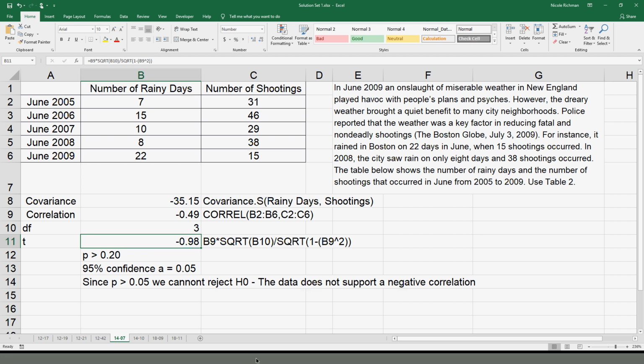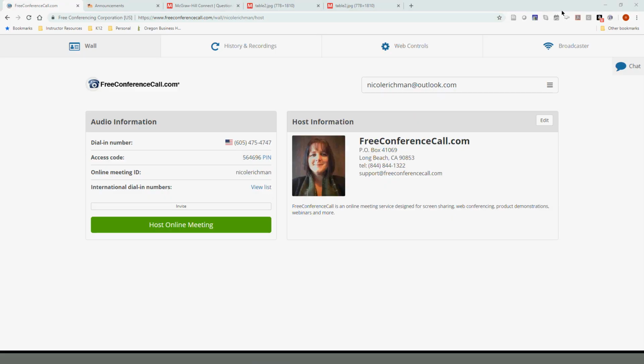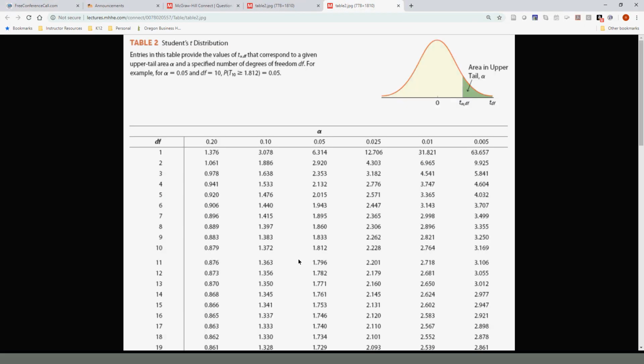We have a test statistic of negative 0.98 and degrees of freedom of 3. So we're going to flip over to this table, and this is provided in your textbooks as well. We want to know, if alpha is 0.05 and our degrees of freedom is 3, then our test statistic would need to be 2.353. But our test statistic is negative 0.98. And so we know that our p-value has to be greater than 0.20. It's off the chart, greater than 0.20.